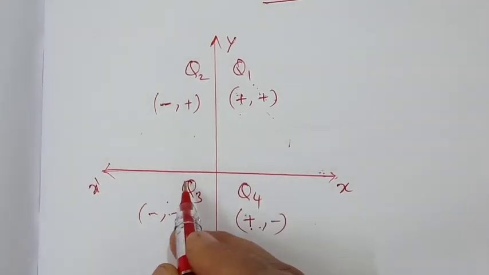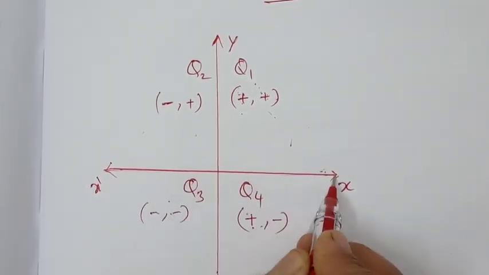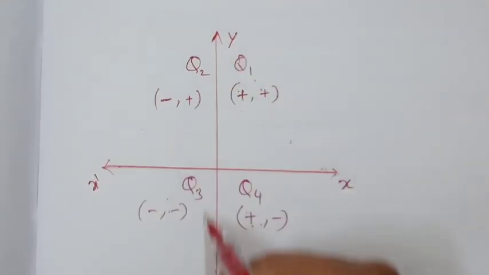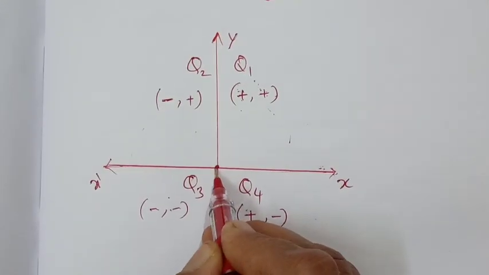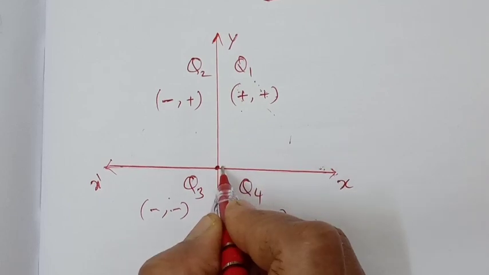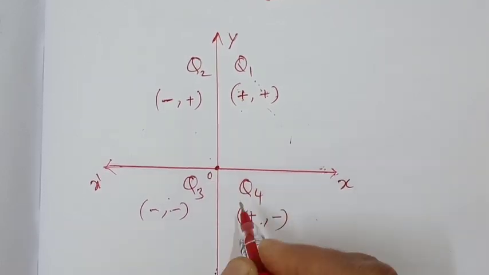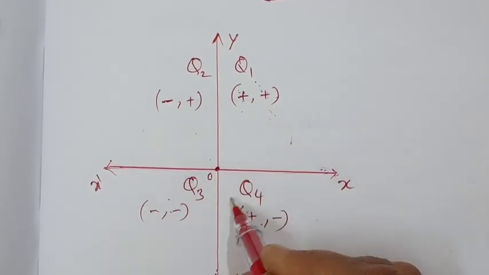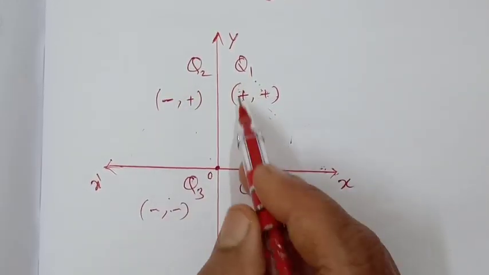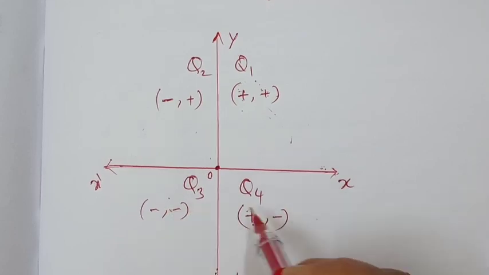What is x and what is y? This horizontal line is known as the x axis and the vertical line is known as the y axis. The intersection of these two lines is known as the origin, denoted by O, and these four parts are called quadrants: quadrant 1, quadrant 2, quadrant 3, quadrant 4.